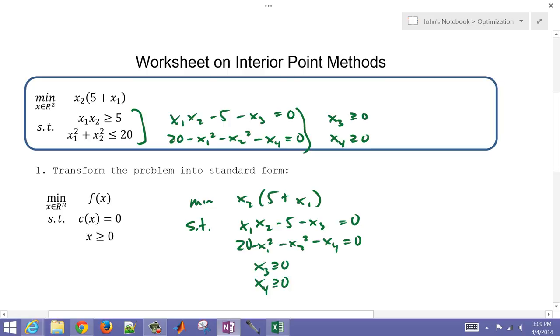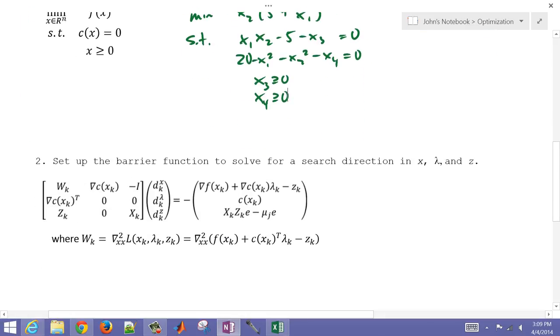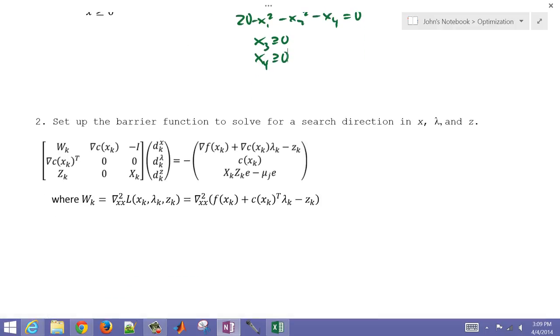Now, what do we do with x1 and x2? We don't have x1 and x2 greater than or equal to 0. Let's set it up as if they're there, and then we'll just cross them out. I found that to be the easiest thing to do. So we're going to set that up as if they are there, and then cross them out later. Now we're going to go ahead and set up the barrier problem.